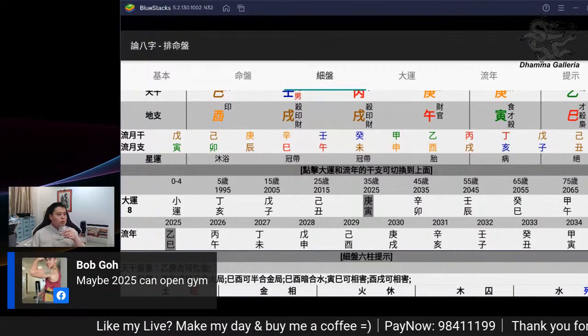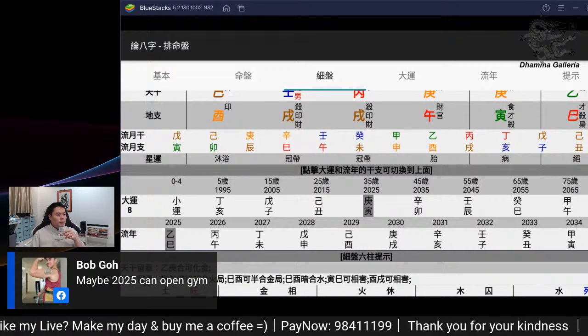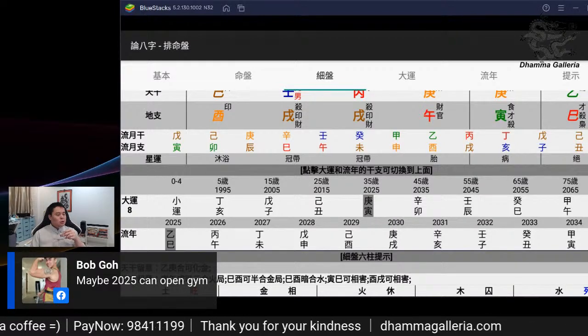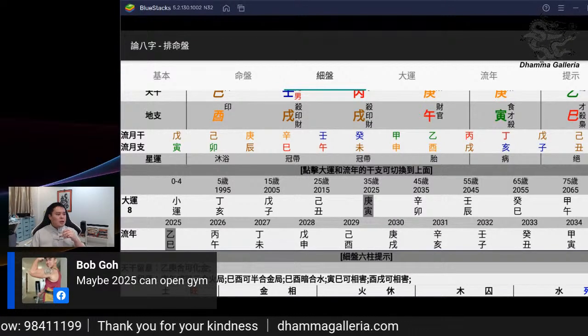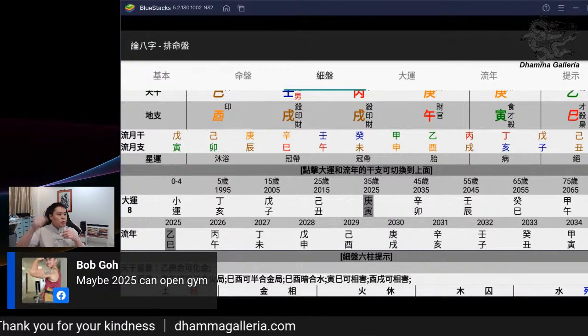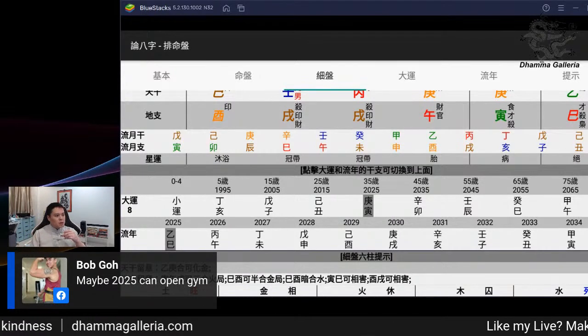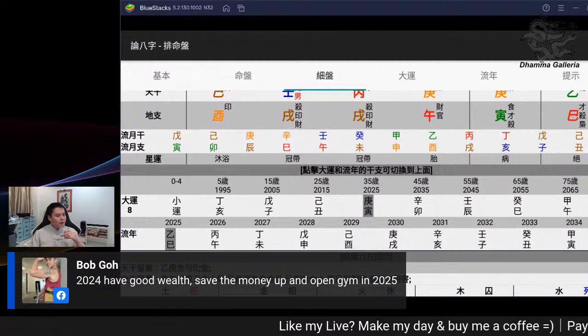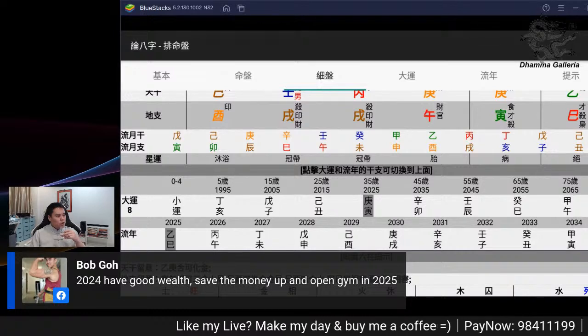Yes, I think from 2025 you will open your gym already. Given what I have shown you just now on the Zi Wei Dou Shu chart, especially in 2025, you will invest greatly in terms of exercise equipment. You make an investment in this aspect. And yes, 2024 has good wealth, save the money up and open gyms in 2025.